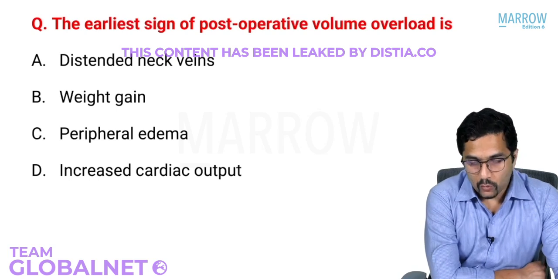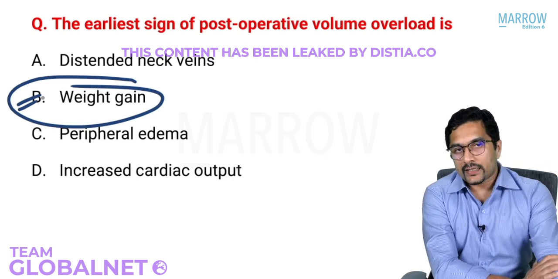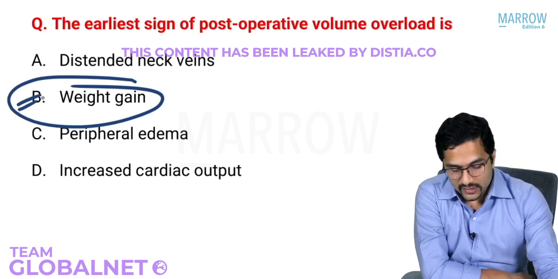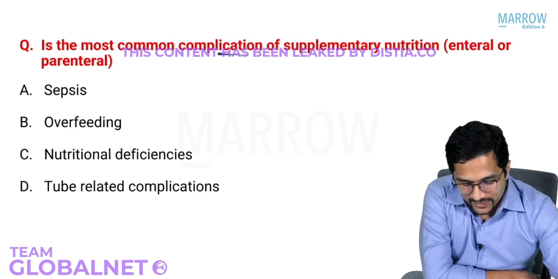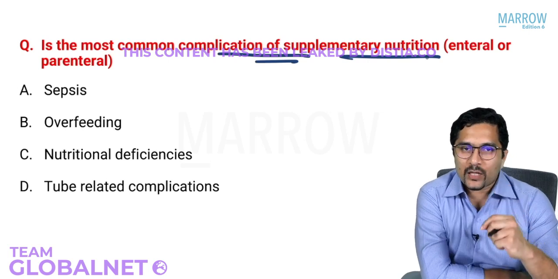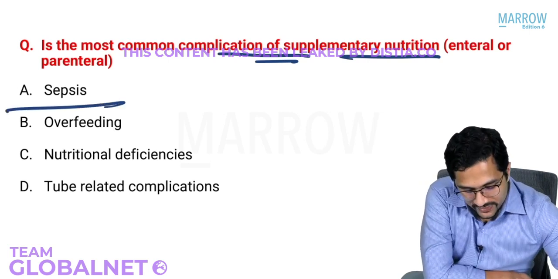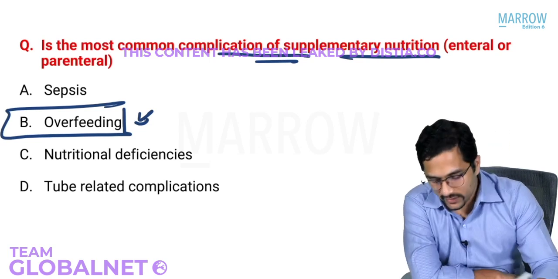The earliest sign of post-operative volume overload, I've told you, is weight gain. If there's more than 1 kg per day of weight gain, you should suspect post-operative volume overload. What is the most common complication of supplementary nutrition, enteral or parenteral? This is a direct line out of Sebastian, and this is overfeeding. Overfeeding is the most common complication of both enteral and parenteral nutrition.